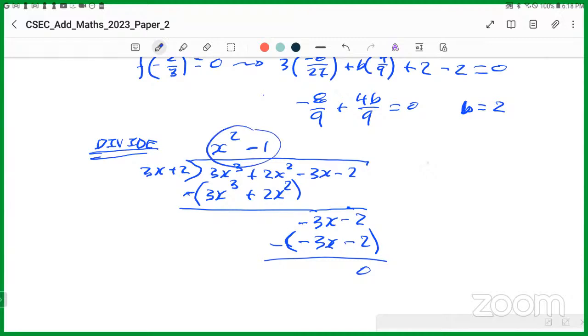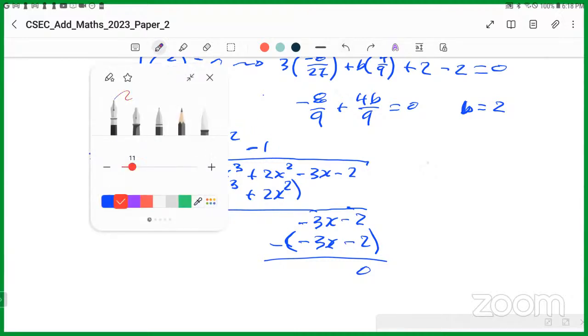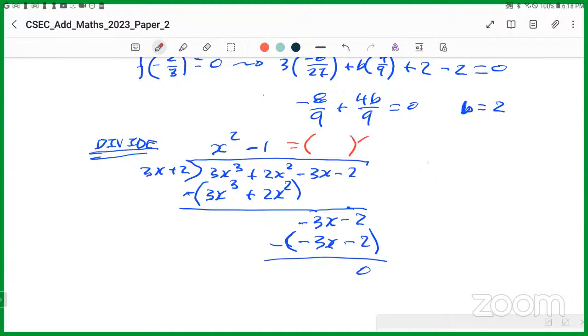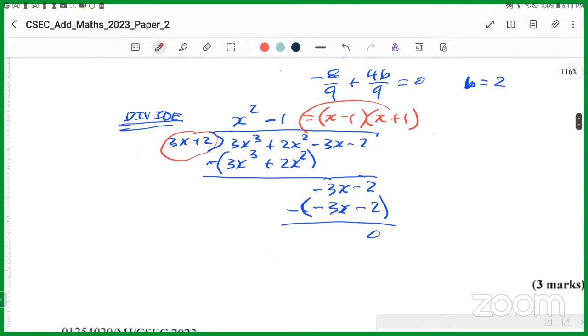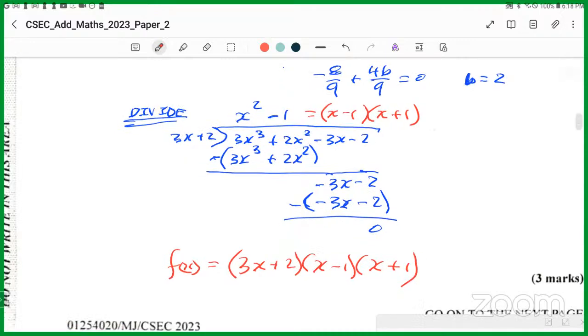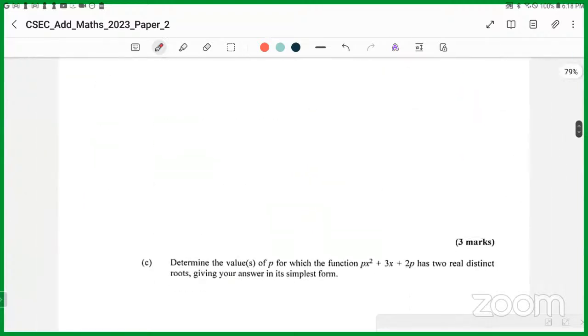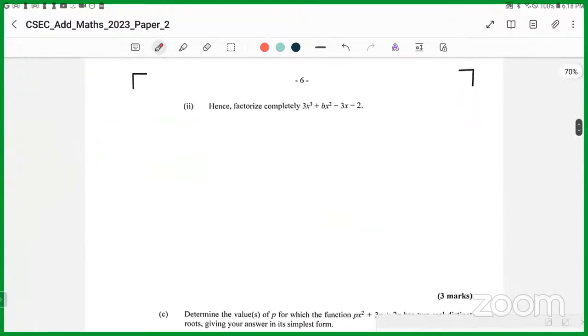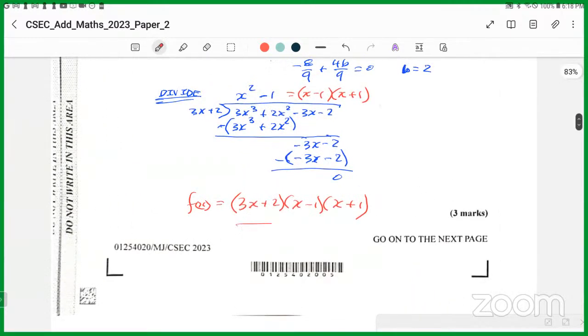All right, and then this time I factorize it. That's the difference of squares, right? This becomes x minus 1, x plus 1. And so the 3 factors are these 3. All right, so f of x becomes 3x plus 2, x minus 1, x plus 1. Those are the 3 factors. Question done. I factorized it fully. That's it.